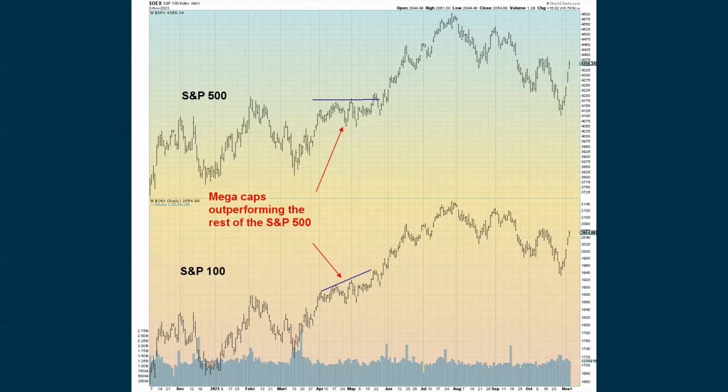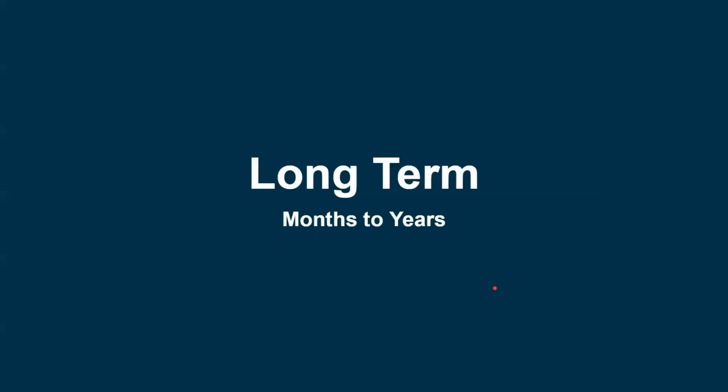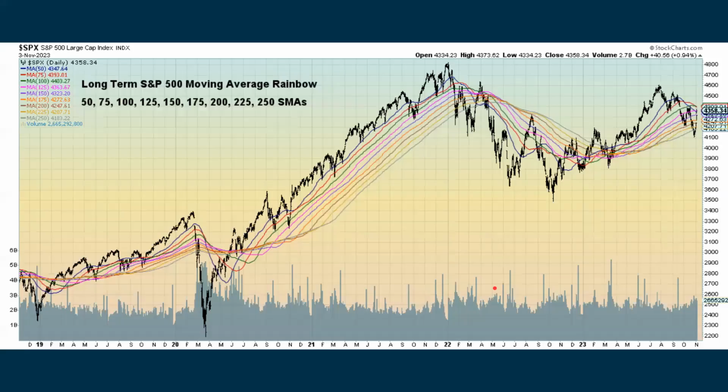And we want to keep an eye on the S&P 100, which are the biggest stocks in the S&P 500, just looking for any kind of convergences or divergences here, and they're pretty much going in the same general direction. Some long-term charts. This is a long-term rainbow going from 50 periods up to 250 periods. We're also working our way back through the rainbow again as things are looking a little bit better.